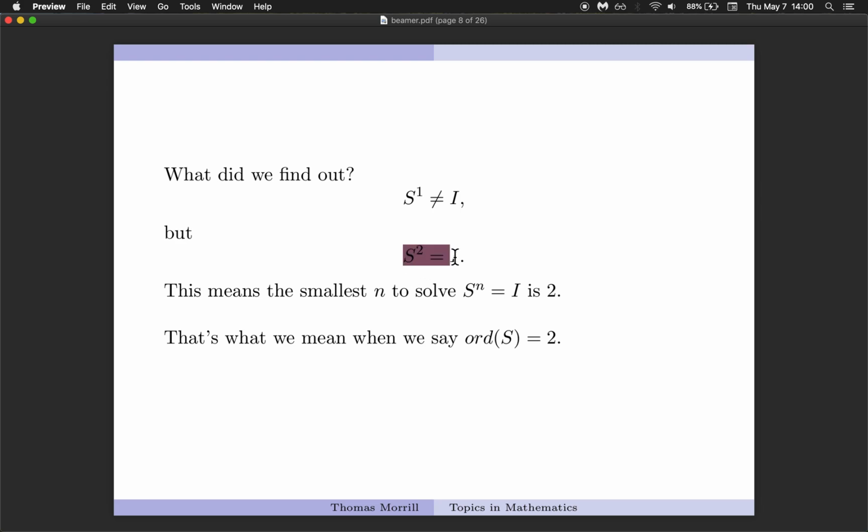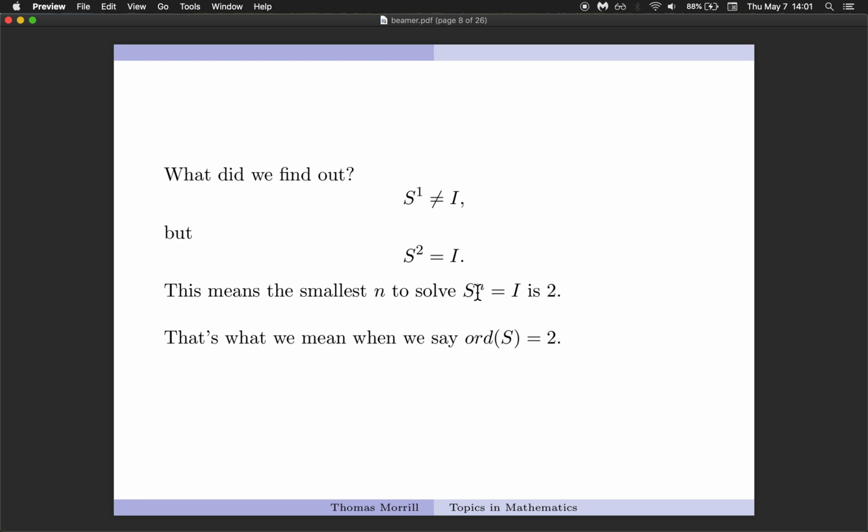So I can figure out from here that sure, S to the power 4 would also give me the identity, right? Because I square this side, I get S to the 4. I square this side, I get identity squared, which would just be identity. I don't even need to do the matrix multiplication to figure that out. I know that the identity times anything, x, identity times x gives me x.